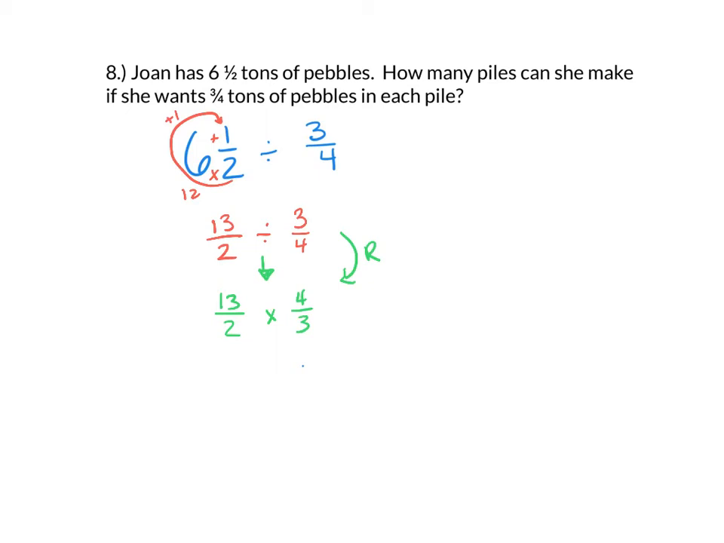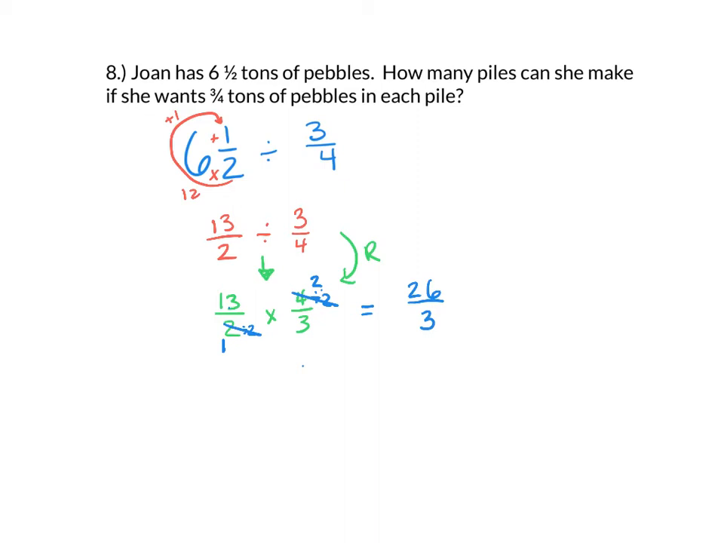Next, I'm going to cross cancel, which I can. So I'm going to divide by 2 on the top and the bottom. So I get 1 here and I get 2. Next, I multiply across. So 13 times 2 is 26. And I have 26 thirds.